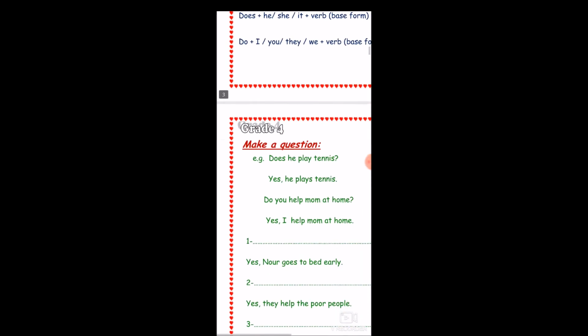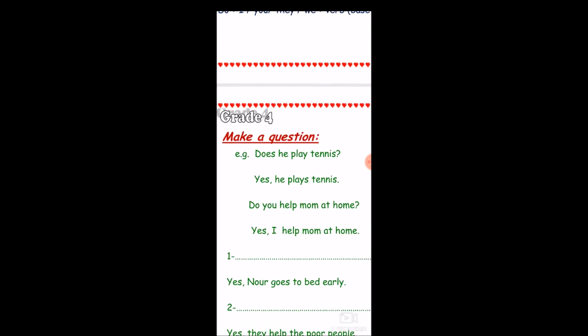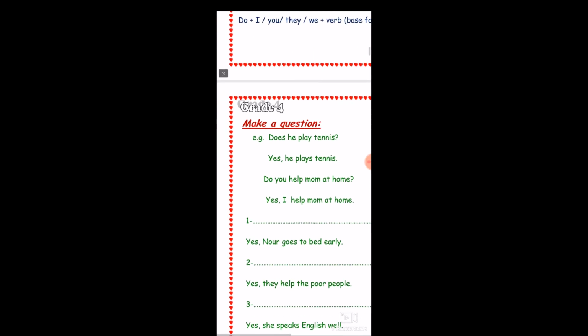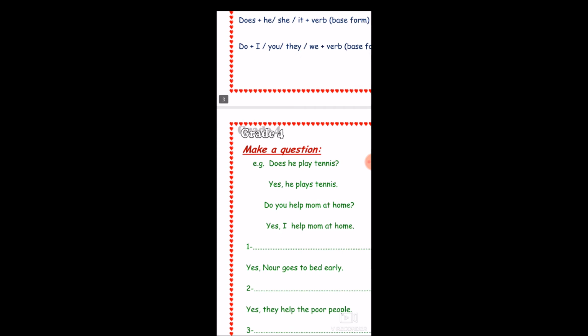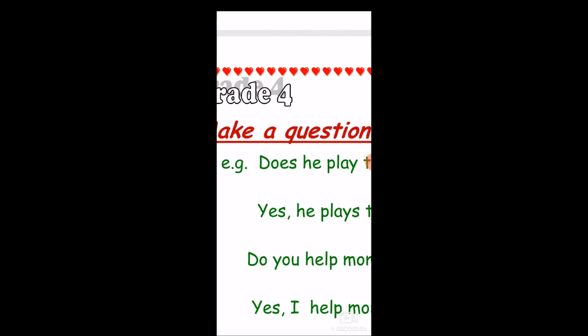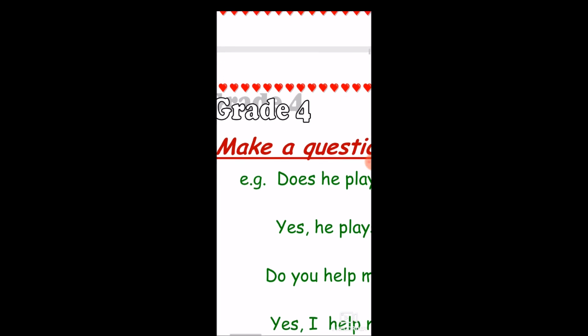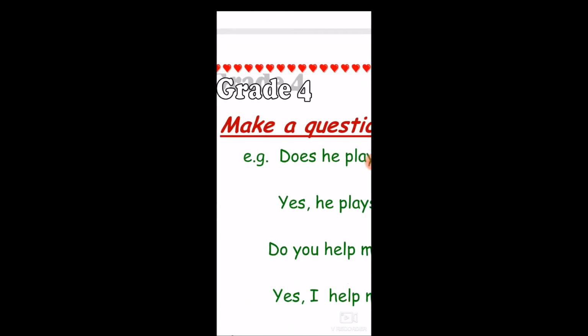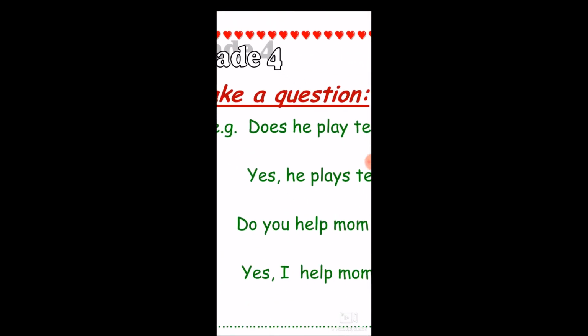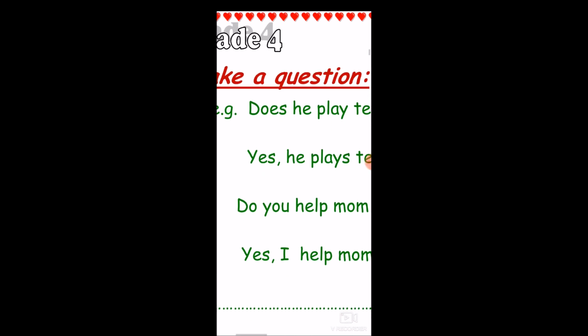Okay, let's see the examples. Number 1, does he play tennis? The answer is yes, he plays tennis. Another one, do you help mom at home? The answer is yes, I help mom at home. Be careful, here we use does because the subject is he. In the second example, we use do because the subject is you.